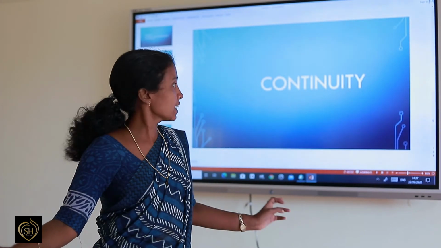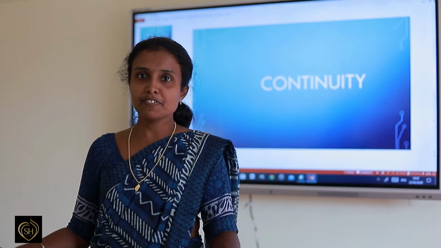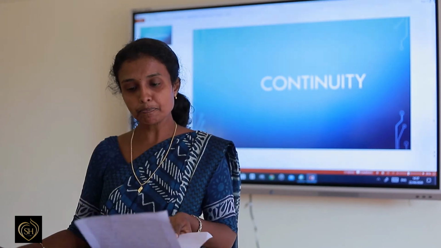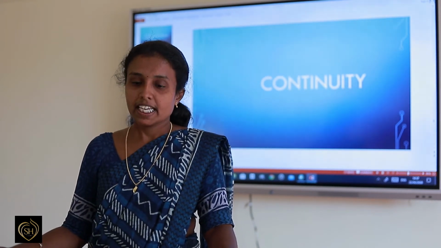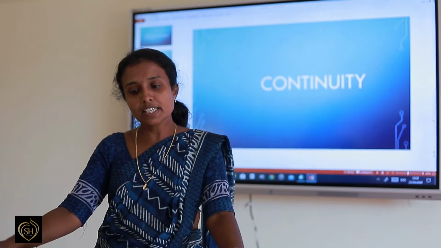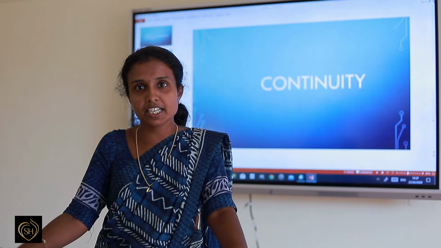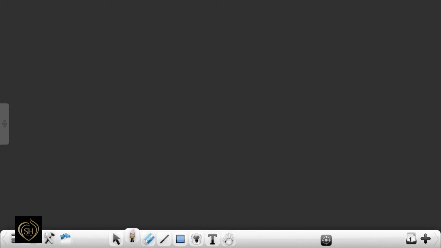Now let me revise the same concept over here. How can we explain continuity mathematically? In mathematics, we deal with functions. What is the meaning of a continuous function? A function without any break. How can we check the continuity of a function? From the graph. Consider the function f of x equal to x plus 3.